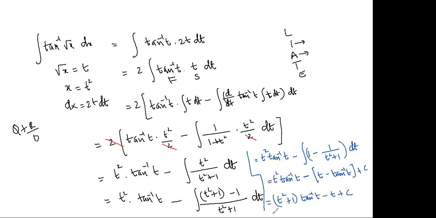Now t square is x. So x plus 1 into tan inverse root x minus root x plus c. I'll write it this side. Since I don't have space there, I'll write the answer here. So the final answer is x plus 1 into tan inverse root x minus root x plus c.